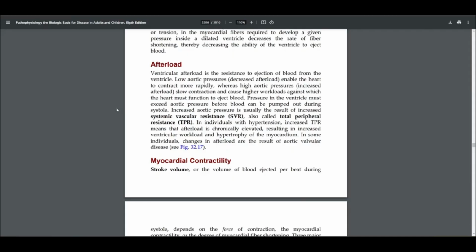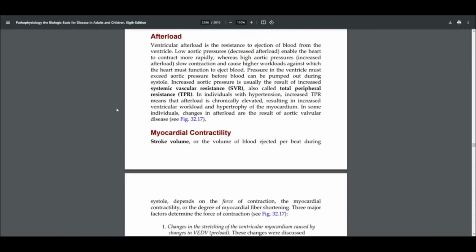Increased aortic pressure is usually the result of increased systemic vascular resistance, or SVR, also called total peripheral resistance, or TPR. In individuals with hypertension, increased TPR means that afterload is chronically elevated, resulting in increased ventricular workload and hypertrophy of the myocardium. In some individuals, changes in afterload are the result of aortic valvular disease. That's why we will sometimes see cardiomyopathies in patients who have high blood pressure.